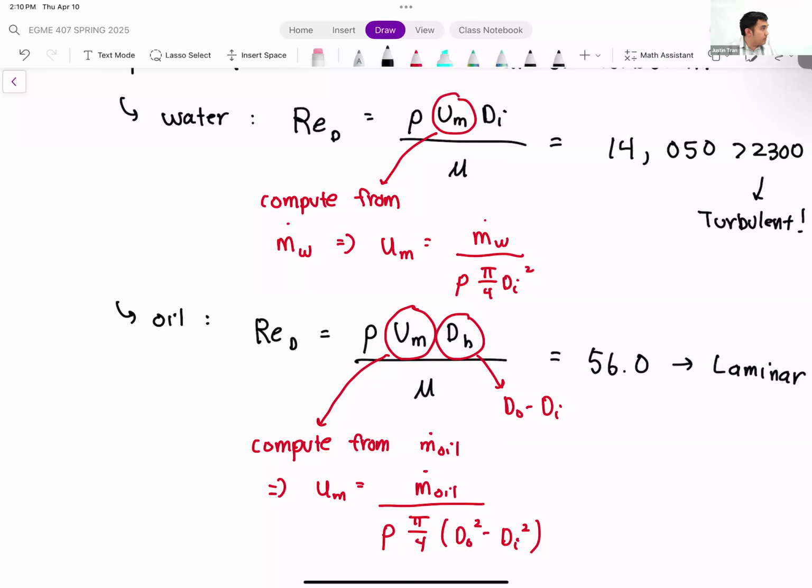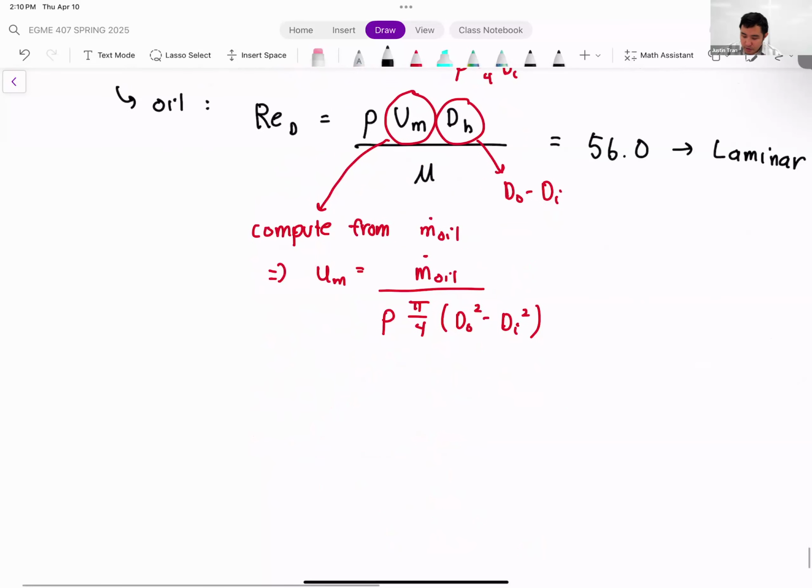All right, any questions on this so far? Okay, good. So now that we have the Reynolds number for both flows, and you can see one of our flows here is turbulent, the other is laminar. We have all the information we need to compute the Nusselt numbers. So let's go to step 4.